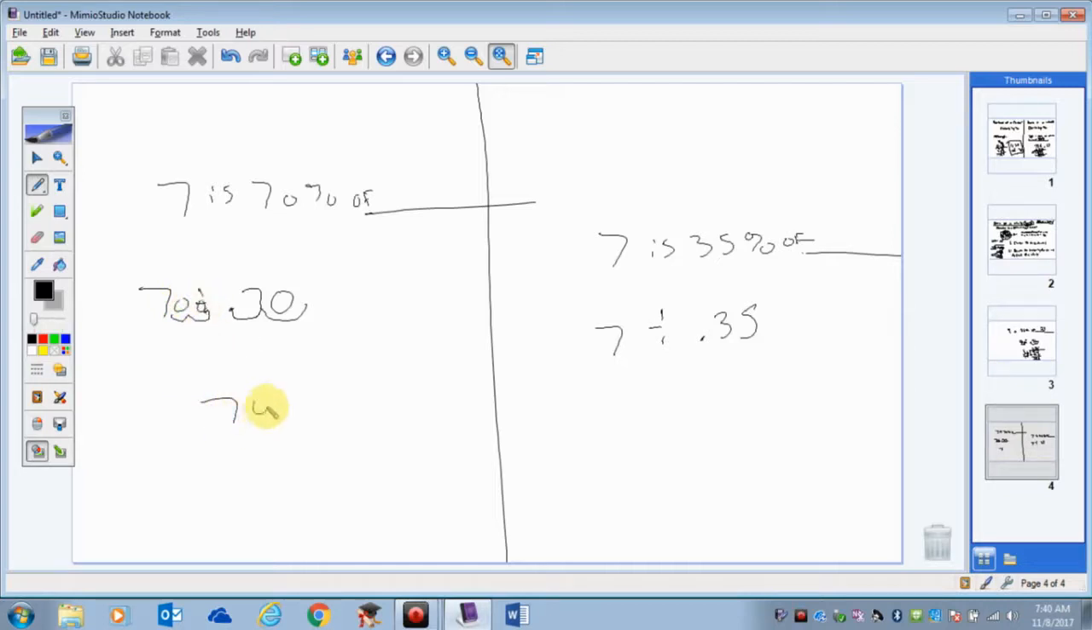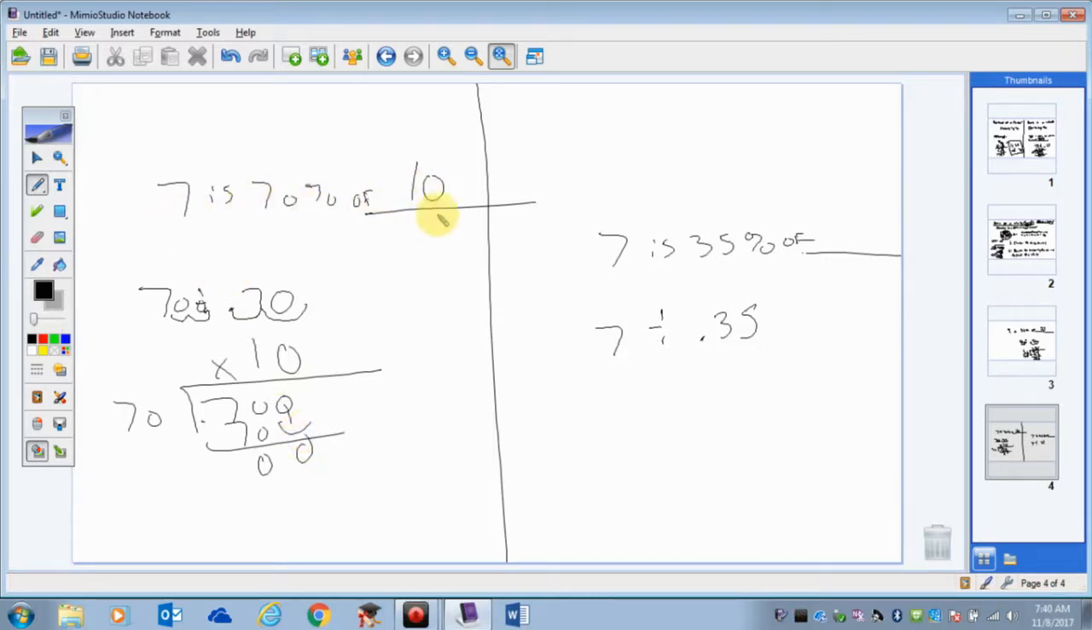So you have 700 divided by 70. 70 will not go into 7. It will go into 70 one time, which is 70. 0, bring down our 0. 70 will go into 0 0 times. So the answer here is going to be 10. 7 is 70% of 10.